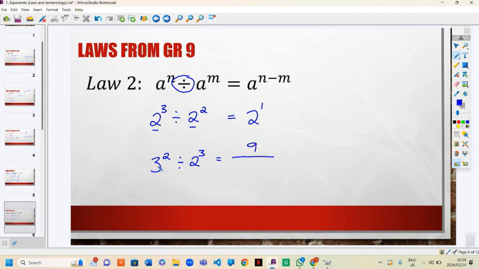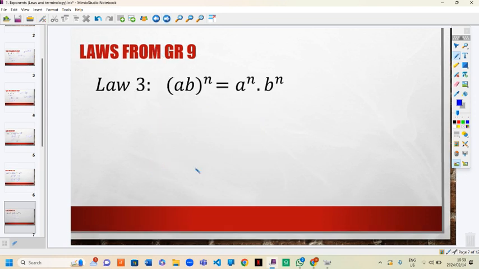So it's 3 squared, which is 9, divided by 2 to the power of 3, which is 8. Okay, so only subtract your exponents when your bases are the same, please, guys. Alright, moving on. Law 3.